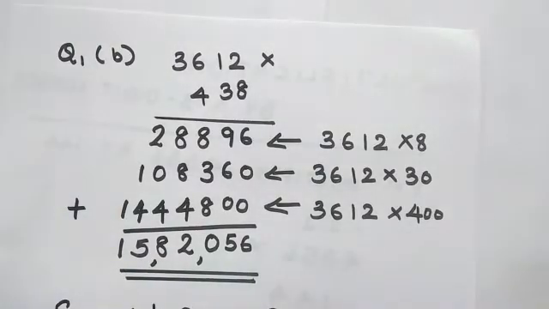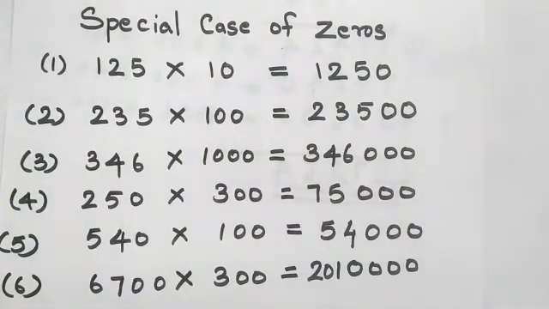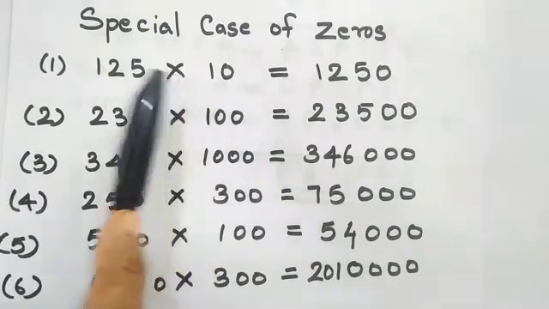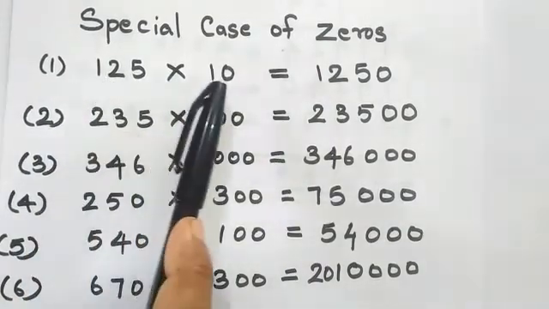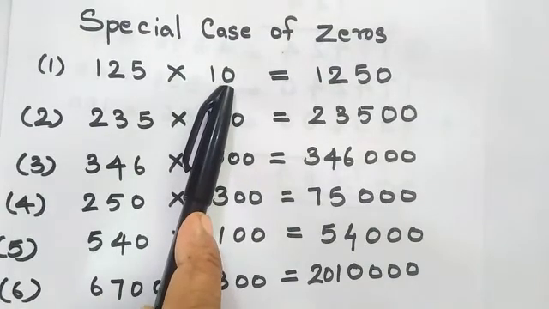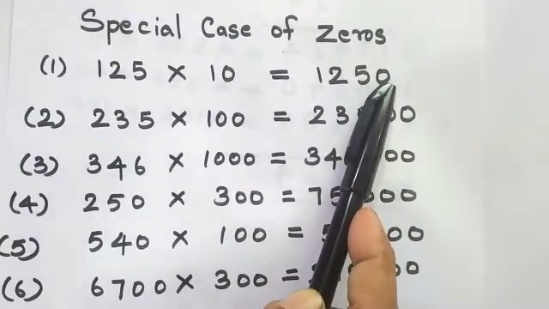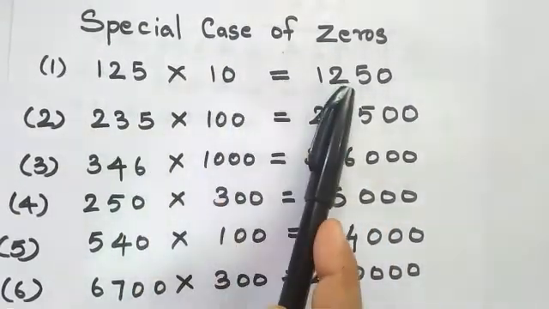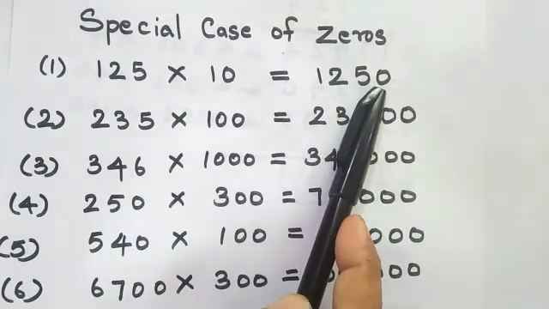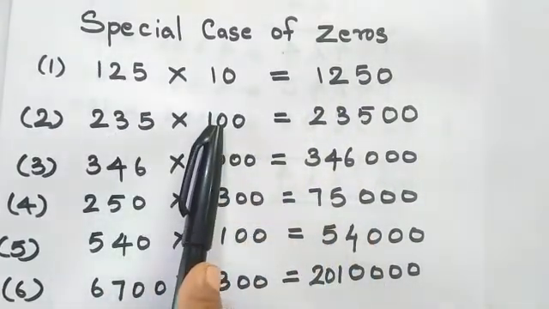Okay children, you understood? Next our topic is the special case of zeros. While we multiply a number with zeros over 1, that means 10, 100, 1000, etc., we can multiply like this. Very easy. Here 125 into 10. How many zeros in 10? 1 zero. So you write 125 with 1 zero. Therefore, this number into 10 will get 1250.